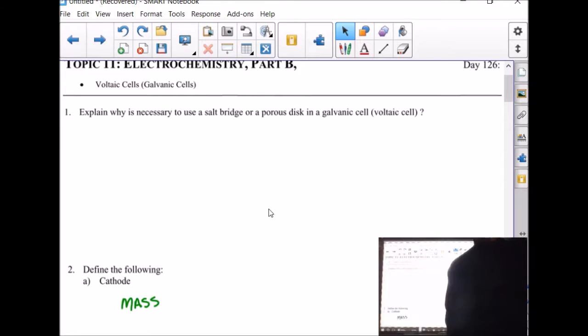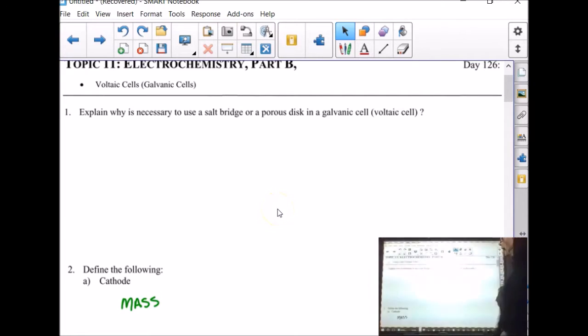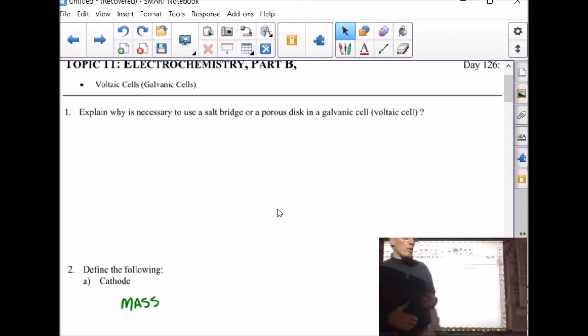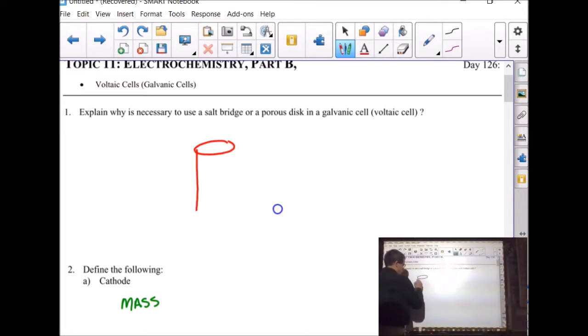You don't care. All right, I think we answered the salt bridge, but a porous disc is the same thing. Now, typically, you might be asked about a porous disc, but it acts the same way as a salt bridge, except it looks a little funkier. I'll admit, I'm not an artist here.